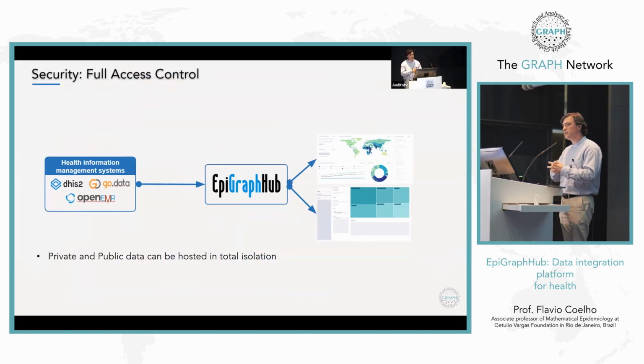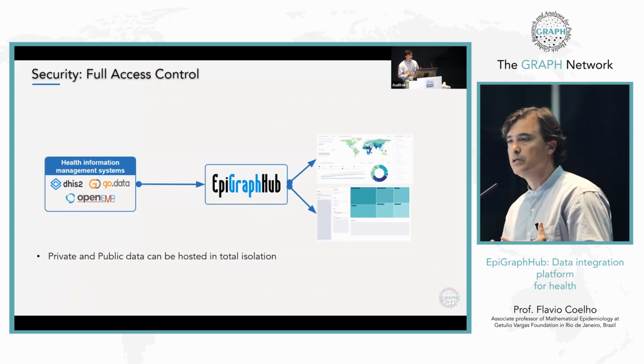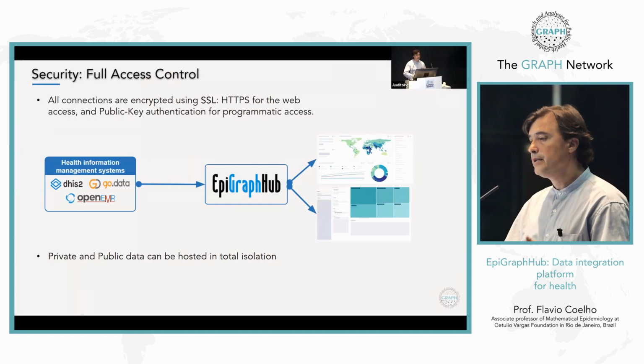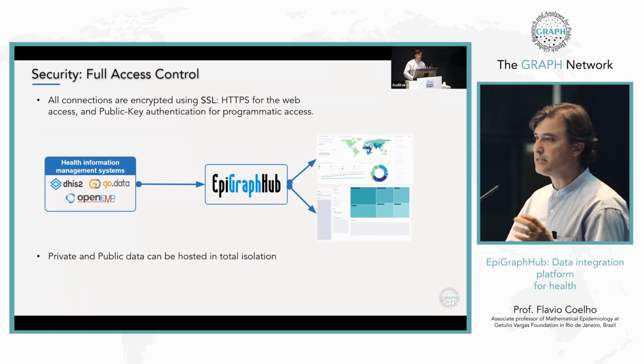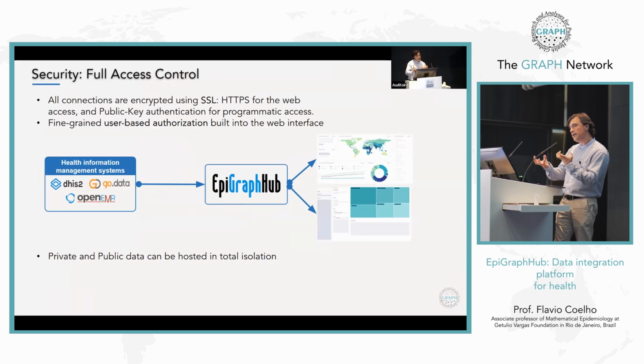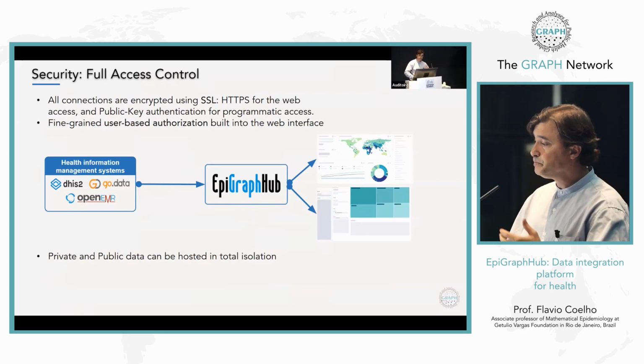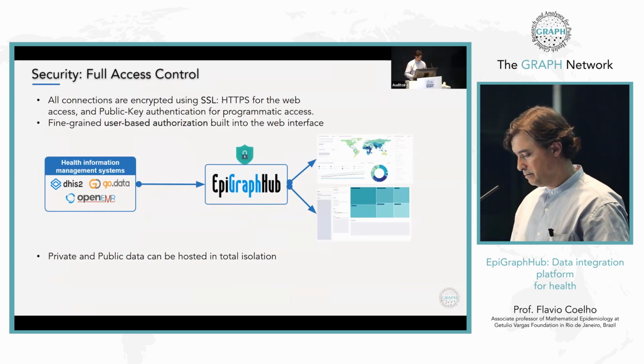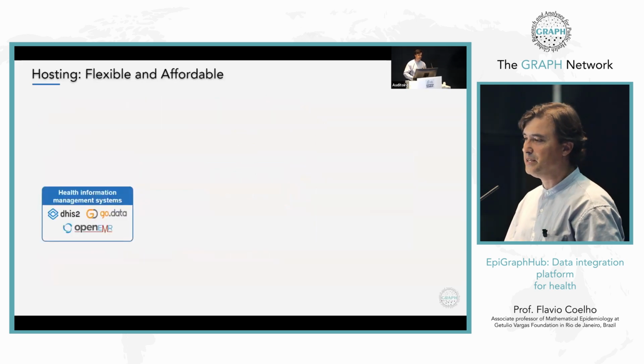Security is a very important point when it comes to accessing and using public health data. We all know that. And EpiGraphHub offers a very detailed access control to data sets so that we guarantee that public and restricted access data sets can live side by side on the same server without compromising the restrictions that need to be imposed on data sets that are of sensitive nature. So you can be safely assured that you can work with any kind of data set within our platform.